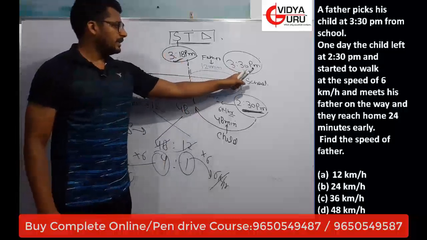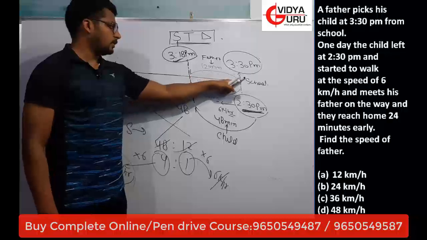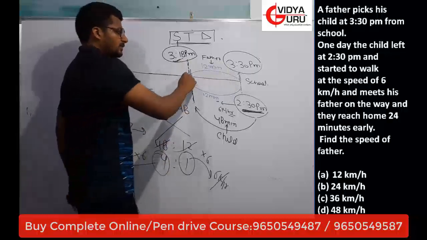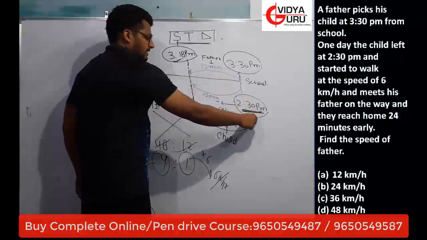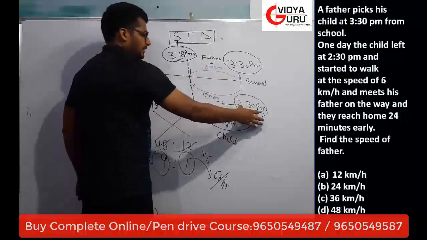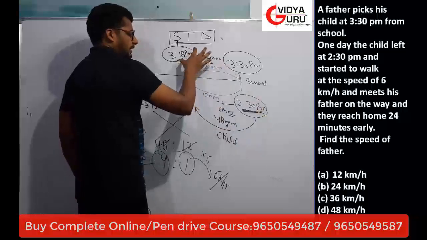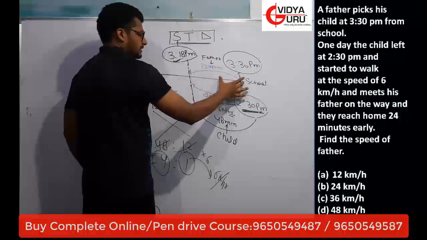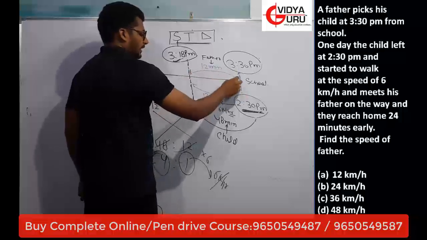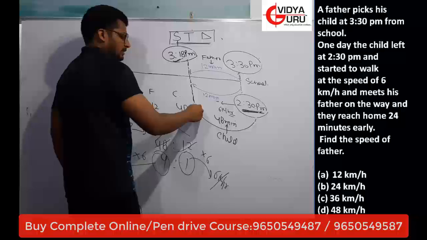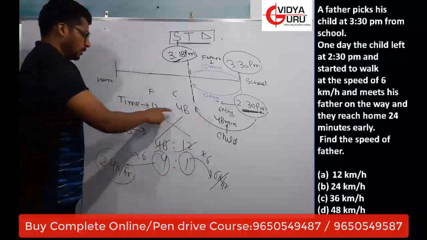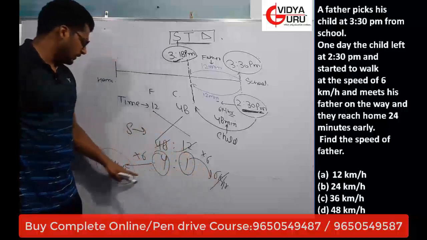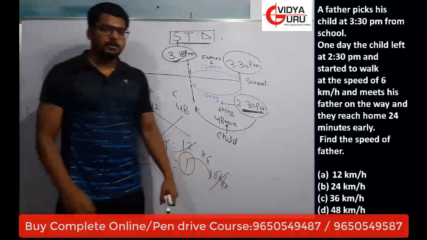That means if father reaches there at 3:30 p.m. and 12 minutes earlier he will be here, time here will be 3:18. So father covered this distance in 12 minutes, but child covered this distance, leaving school at 2:30 p.m. and reaching here at 3:18 p.m., in 48 minutes. Distance is constant for both. Father takes 12 minutes, but child takes 48 minutes for this distance. So opposite of time will be ratio of speed. Speed of child is given 6. Speed of father will be 24 km/h.